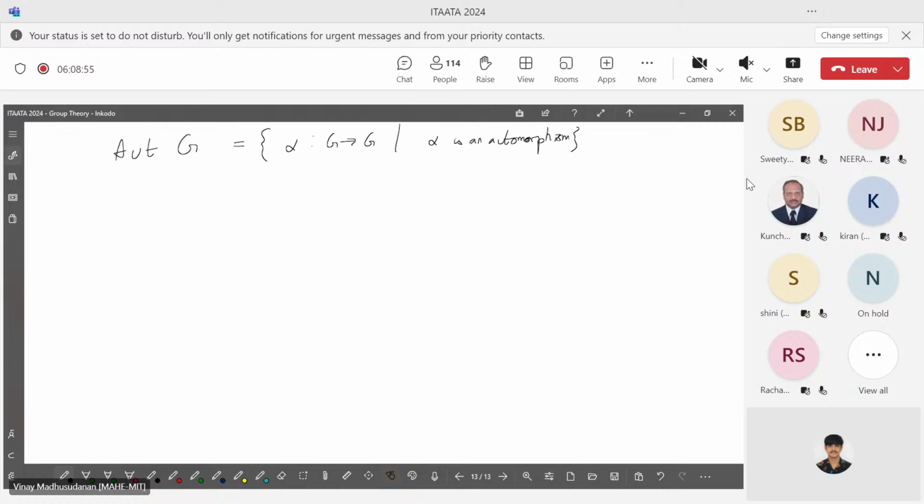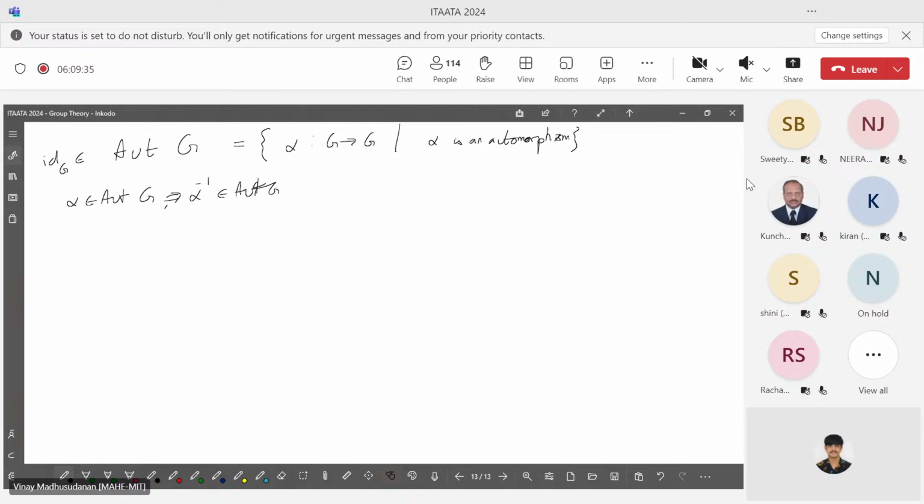Okay, and it's a group because you already know any isomorphism has an inverse. The identity mapping on G is an automorphism, and if alpha is an automorphism, then so is alpha inverse. Alpha is an automorphism, so its inverse exists, and the inverse also must be an automorphism of G. And of course, function composition is associative. So it's a group.